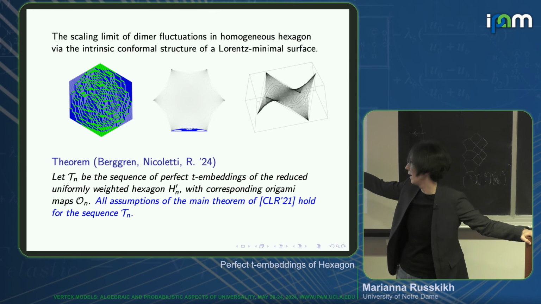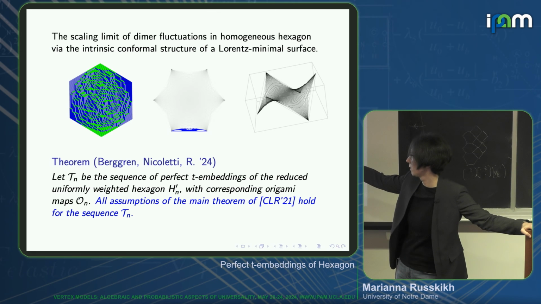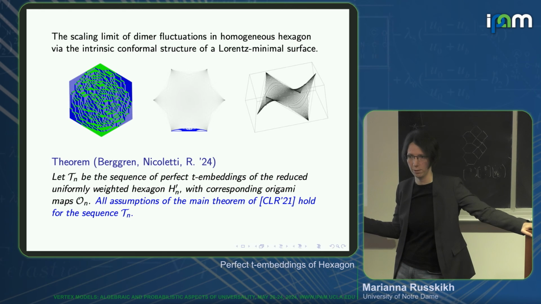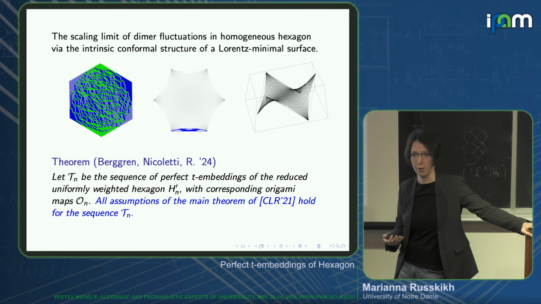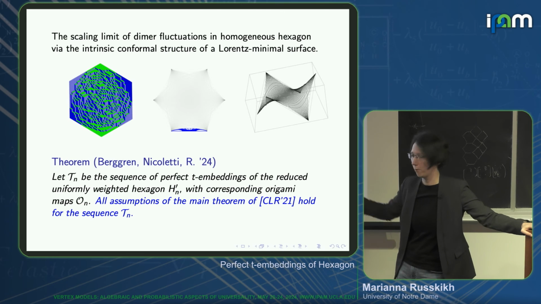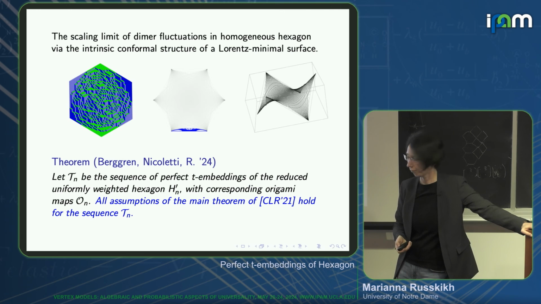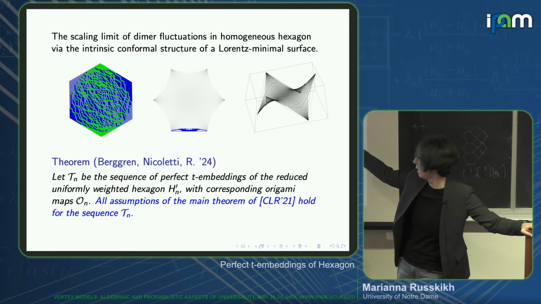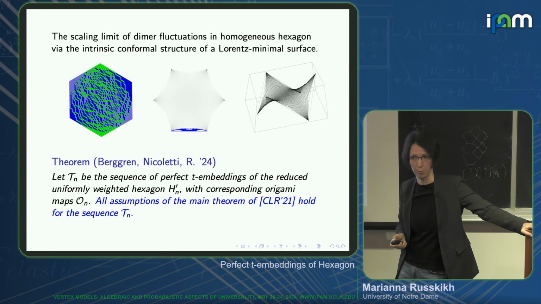And this is how the origami looks on the large scale. You can believe that indeed it goes to just a real line in the limit. The results which I mentioned before tell us that all assumptions of the CLR paper hold. So we can use this to say that the fluctuations of the Gaussian free field for the uniformly weighted hexagon converge to the GFF in the conformal structure of this maximal surface in R2+1.